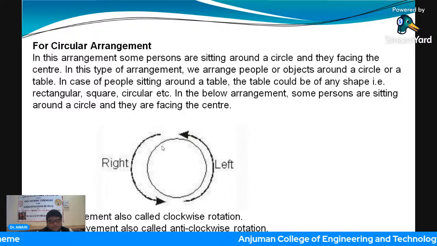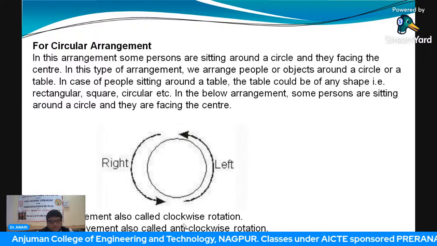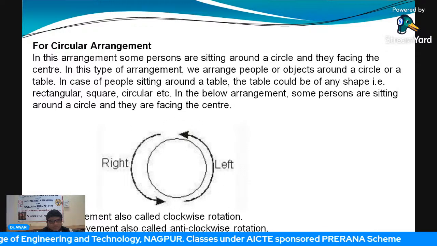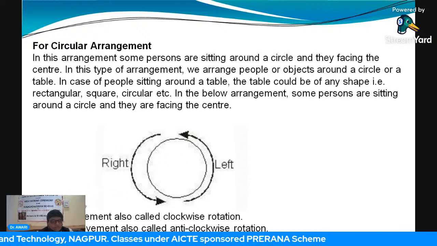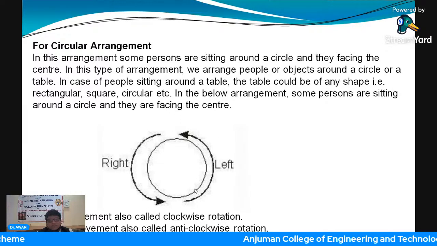For example, this is the right direction, this is the left direction. Left movement is also called the clockwise rotation, and right movement is also called the anti-clockwise rotation.